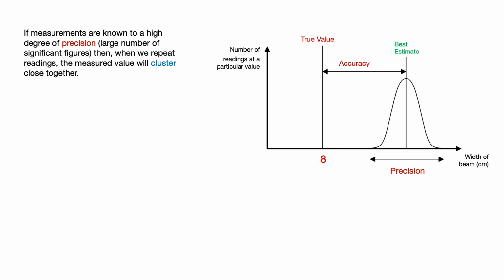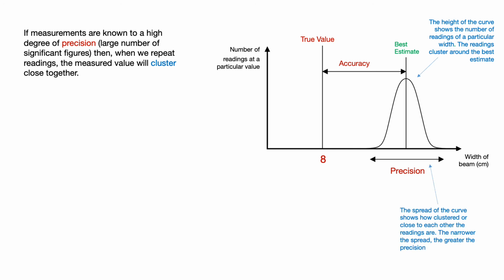So, if measurements are known to a high degree of precision, remember that means a high number of significant figures in our measurement, then when we repeat the readings, the measured values will cluster close together. The peak in that curve will be quite narrow, will not be very well spread out. The height of the curve, in this case incidentally, shows the number of readings at a particular measurement, and they're clustering around the best estimate. The spread of the curve shows how close the readings are to each other, and that's an indication of precision. So the closer the cluster to the true value, the greater the accuracy.